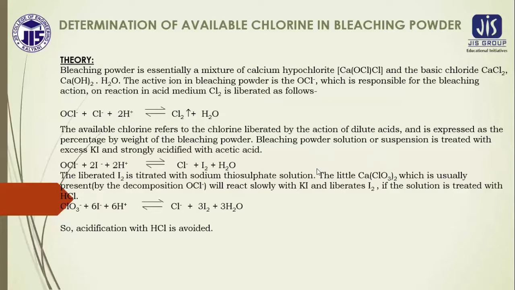The bleaching powder solution or suspension is treated with excess of potassium iodide and strongly acidified with acetic acid. Now this is the reaction. Now see, iodine is liberated there. Now that liberated iodine is treated with sodium thiosulfate, hypo solution.